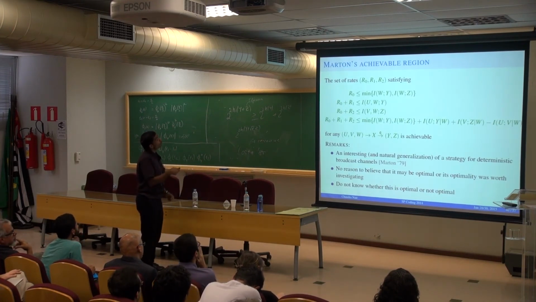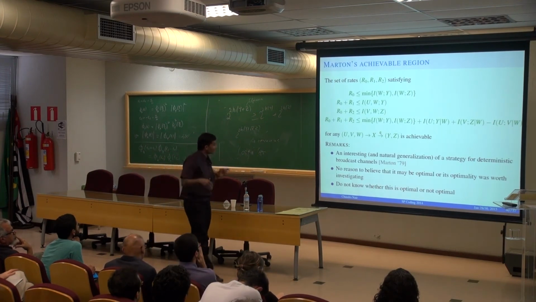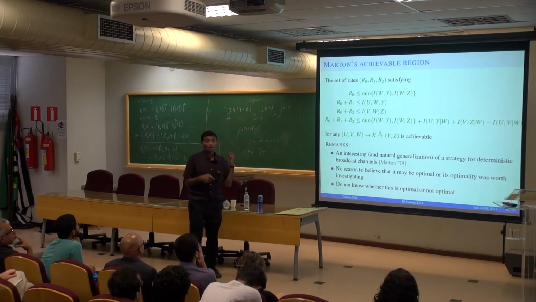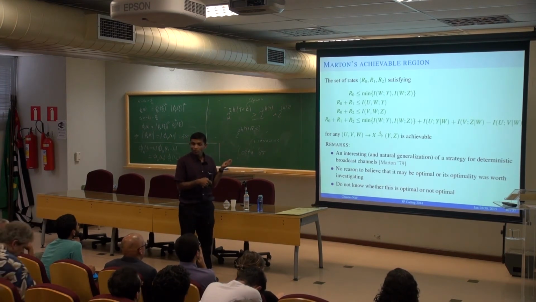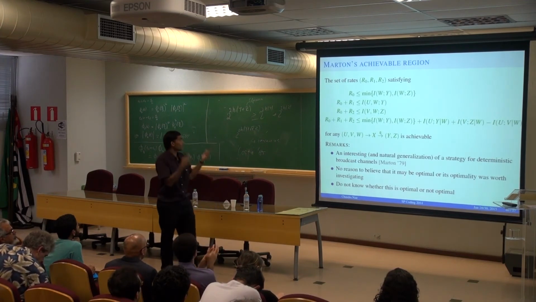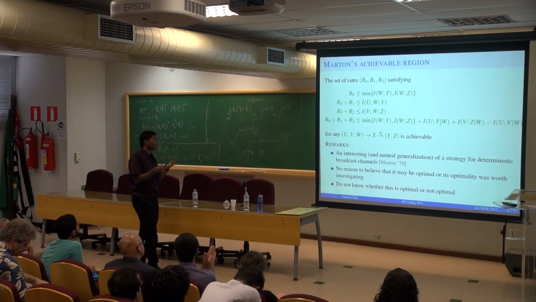But such that this is true, you can compute this region. When you take the union over all these regions, you get Marton's achievable region. Now you see what is hard. You have U, V, W, and you don't know what U, V, W to choose. It's really, really hard. And she didn't even have a bound for the cardinality of U, V, W.